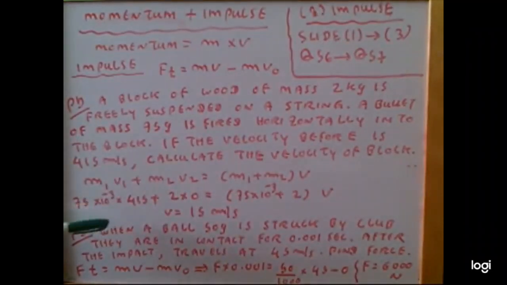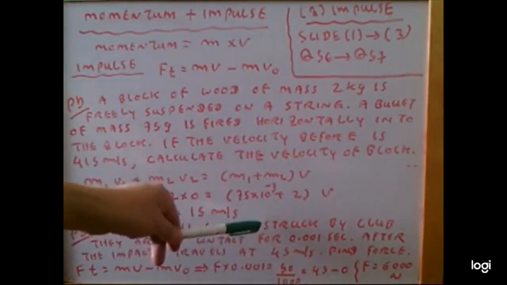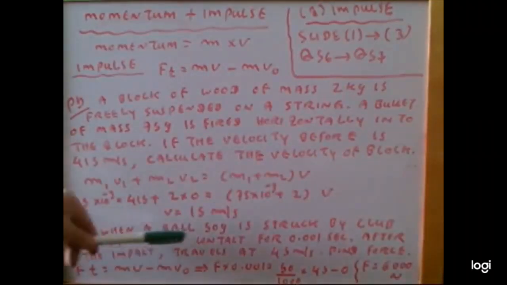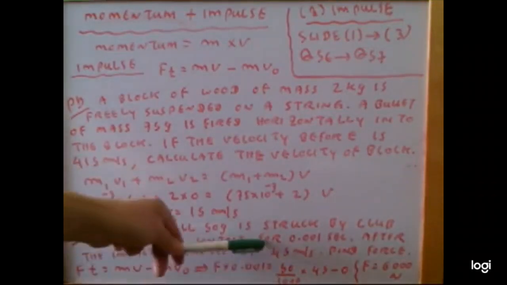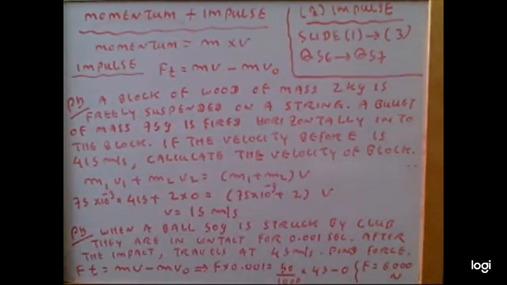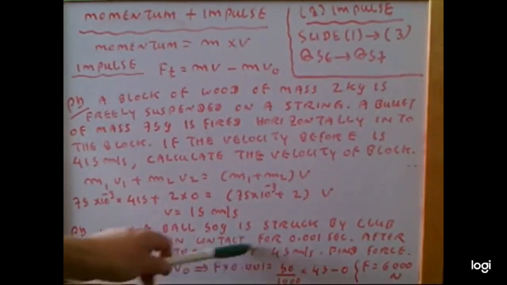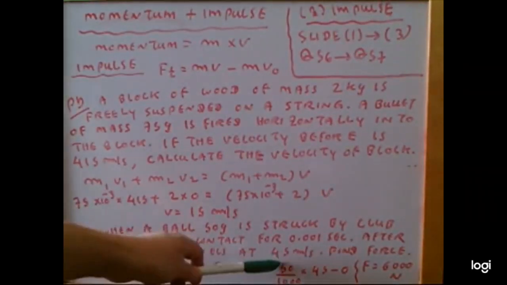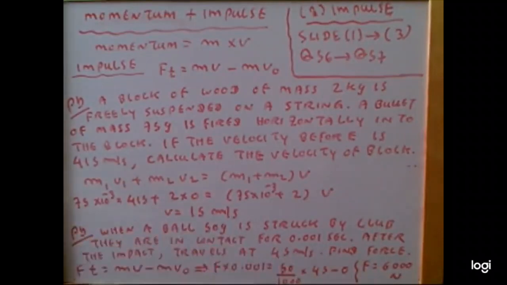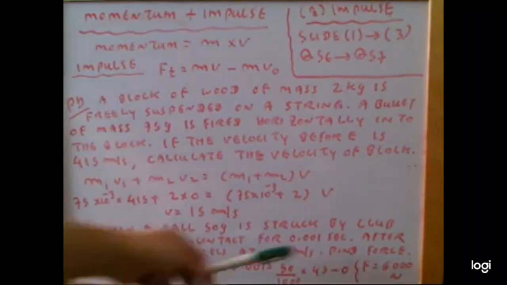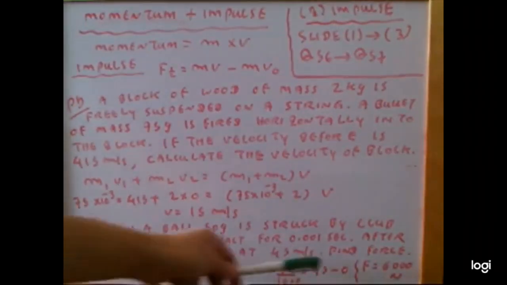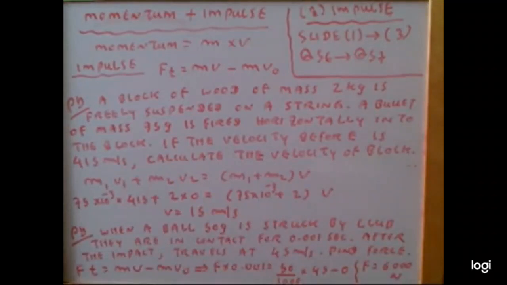Another problem: when a ball of 50 grams is struck by a club, they are in contact for 0.001 seconds. After the impact, the ball travels at 45 meters per second. Find the force. In this case, Ft is equal to mv minus mv0. So the force multiplied by 0.001 second. The mass is 50 grams, so 50 divided by 1000, final velocity 45. The initial velocity is 0, so the initial momentum is 0. Then we calculate, and F is 6,000 Newtons.